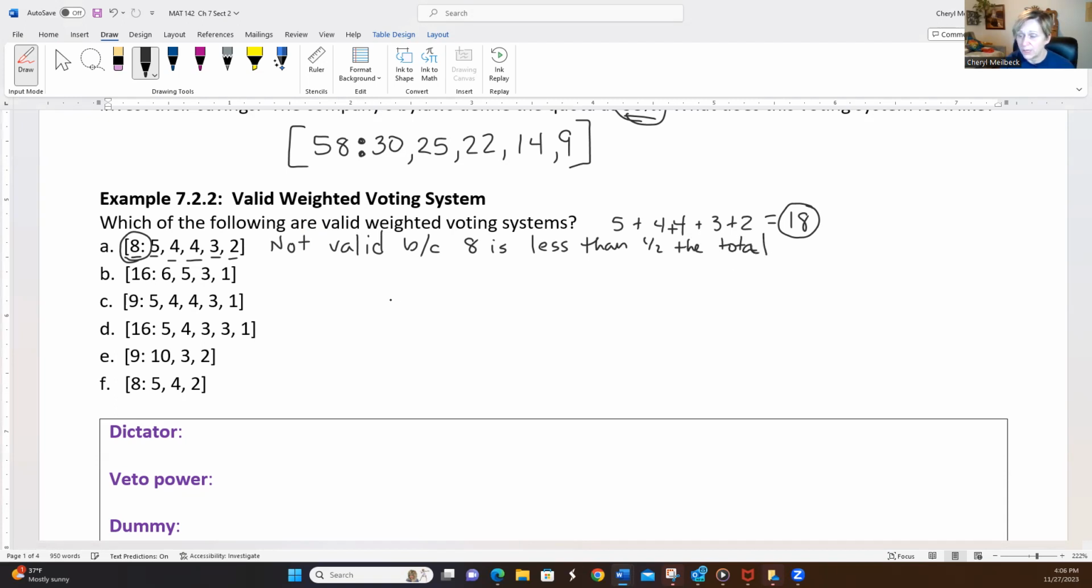Now we're going to do a similar analysis of our second one here. Our second voting system has a quota of 16, and then the weights are 6, 5, 3, and 1. So if we add all these together, 6 plus 5 is 11, plus 3 is 14, plus 1 is 15. There's no way, even if all these players banded together, that they would reach the quota of 16. So this one also is not a valid voting system, because 16 is greater than the total of the weights.